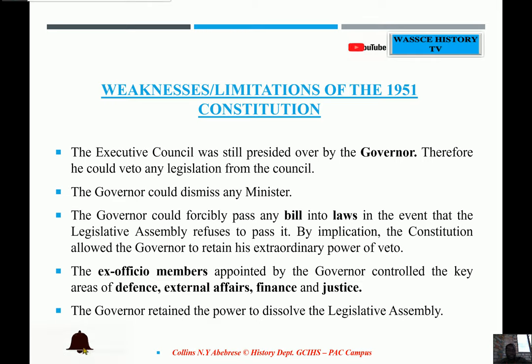You understand? And the governor also could dismiss any minister. So the governor was acting as a president, and the prime minister or the leader of government business was there. And this British governor could actually dismiss any of the ministers who were part of the executive. And that is also quite undemocratic. The governor could forcefully pass any bill into law in the event that the Legislative Assembly refuses to pass it. By implication, the constitution allowed the governor to retain his extraordinary power of veto.